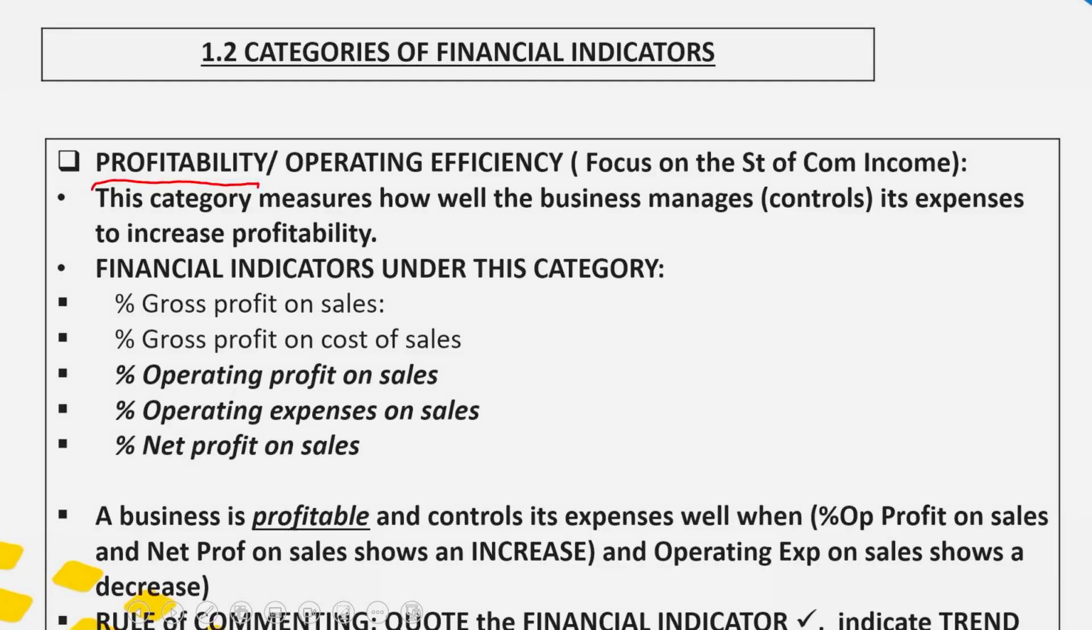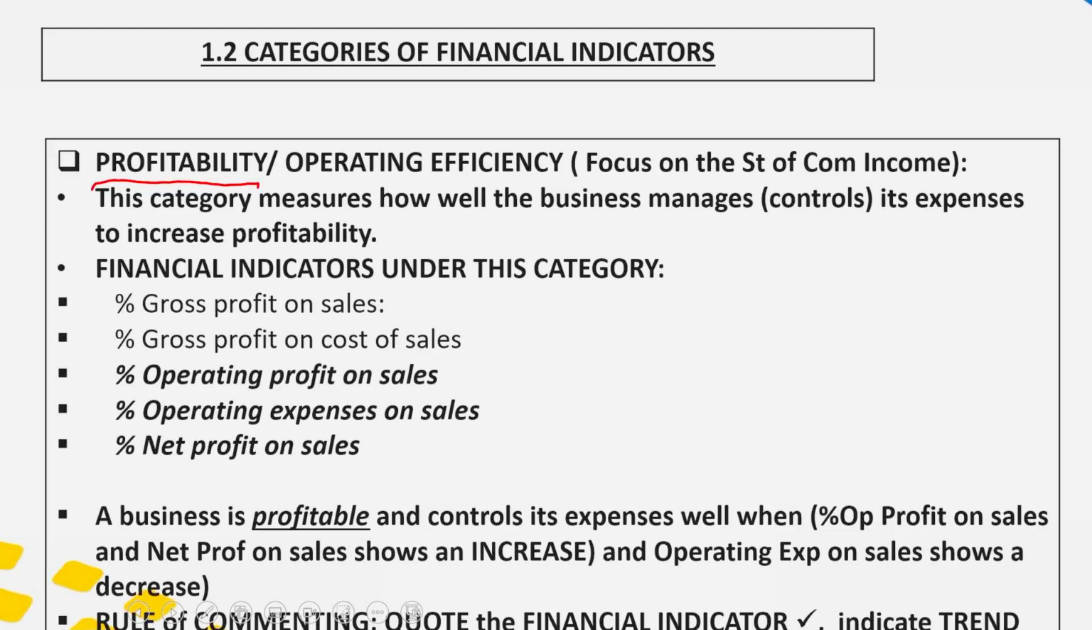What are these indicators that I am referring to? The first indicator is gross profit on cost of sales, followed by the gross profit on sales or on cost of sales. If you can have a look, these two financial indicators from the top are not bold. Reason being they are not bold, it is because we cannot use them when we are commenting on profitability. They are indicators that we must not quote or mention when commenting on profitability.